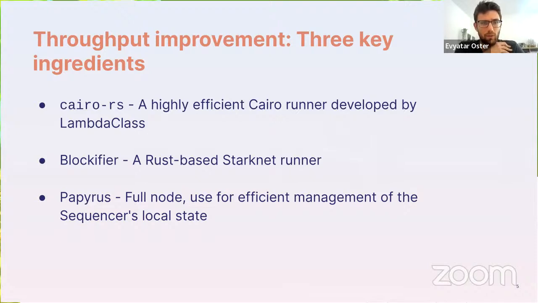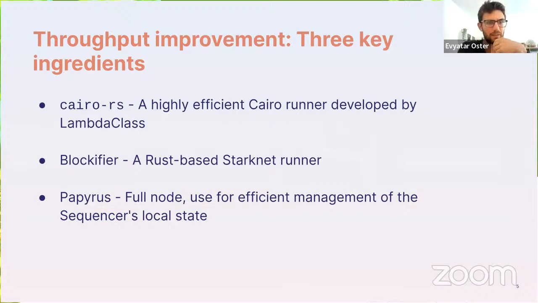Blockifier, that was developed in StarkWare, which is a Rust-based Starknet runner that basically replaced the current sequencer. Instead of treating the transactions with the Pythonic sequencer, we'll do it with the Rust sequencer, and we'll use the Cairo runner in Rust instead of the current Cairo runner that is written in Python.